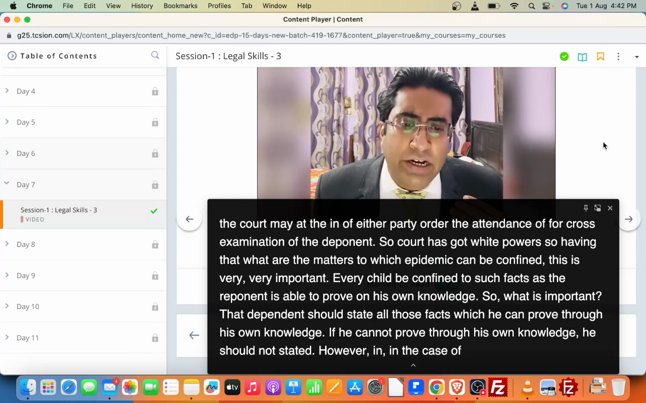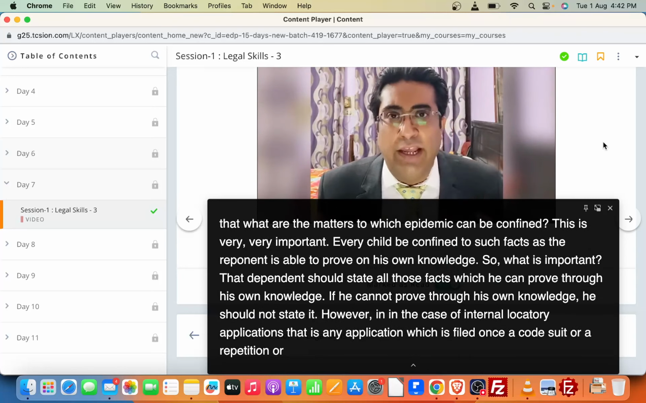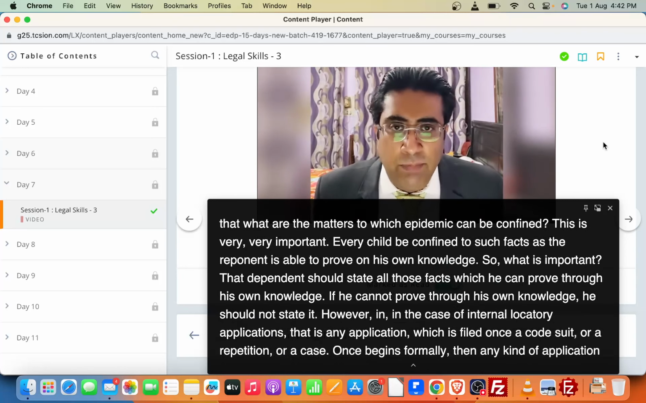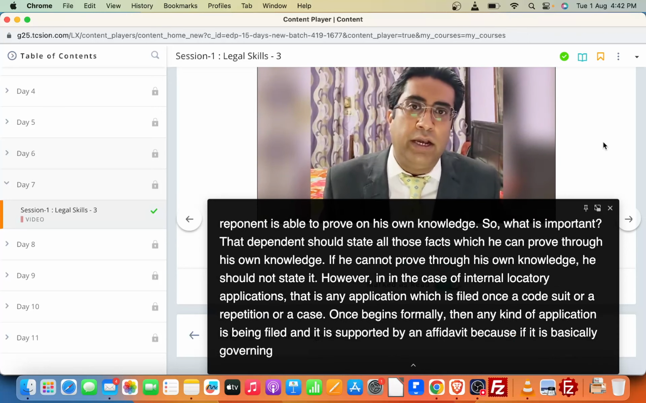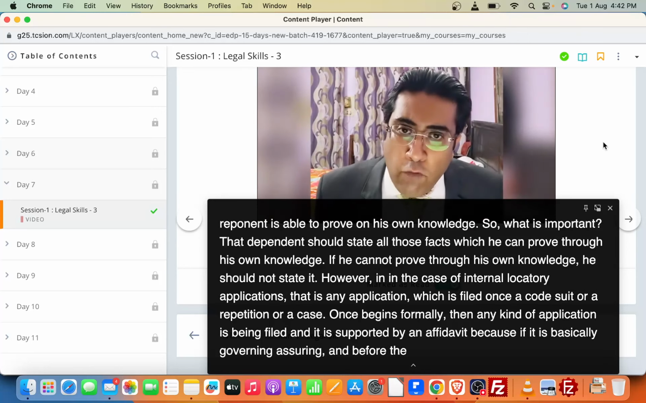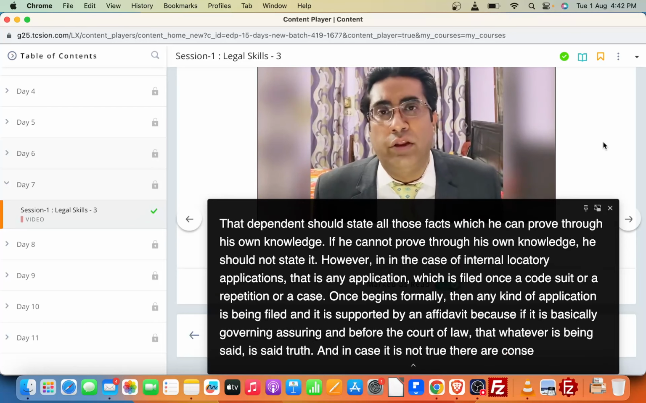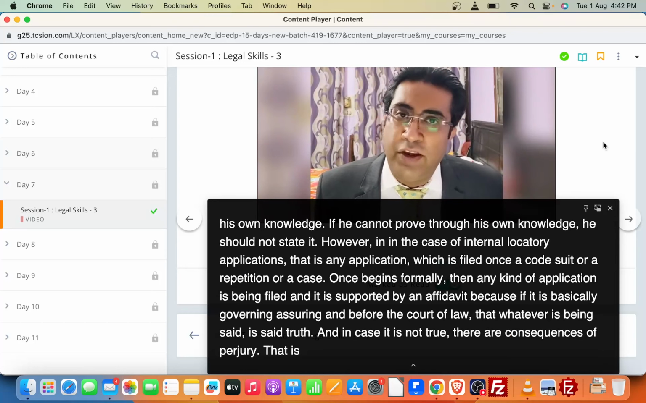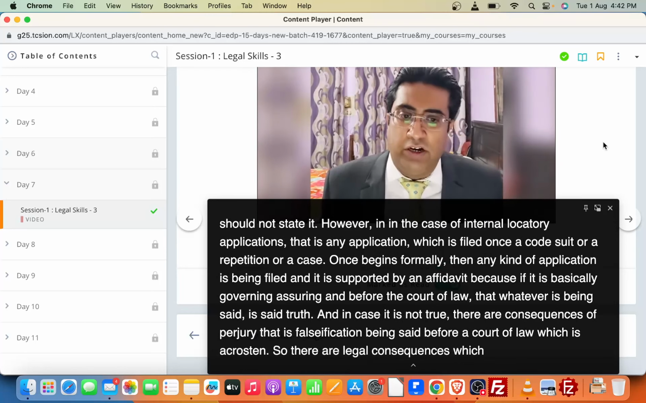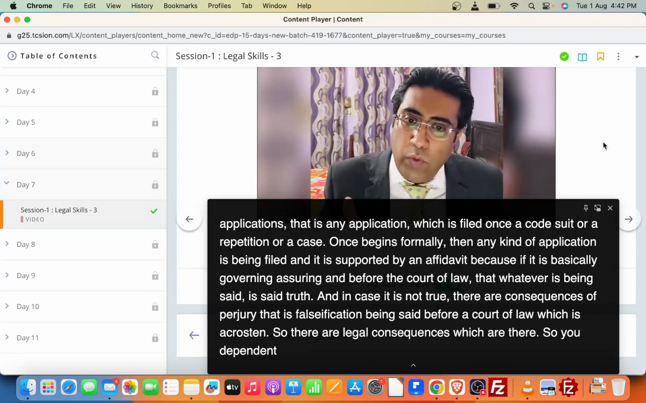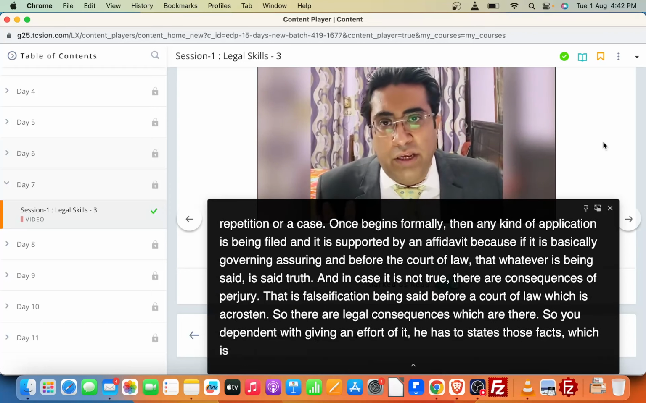However, in the case of an interlocutory application, that is any application which is filed once a court suit or a petition or a case begins formally, and it is supported by an affidavit, because an affidavit is basically assuring before a court of law that whatever is being said is the truth, and in case it is not truth, there are consequences of perjury, that is falsification being said before a court of law, which is sacrosanct. So there are legal consequences. A deponent who is giving an affidavit has to state those facts which are in his own knowledge.